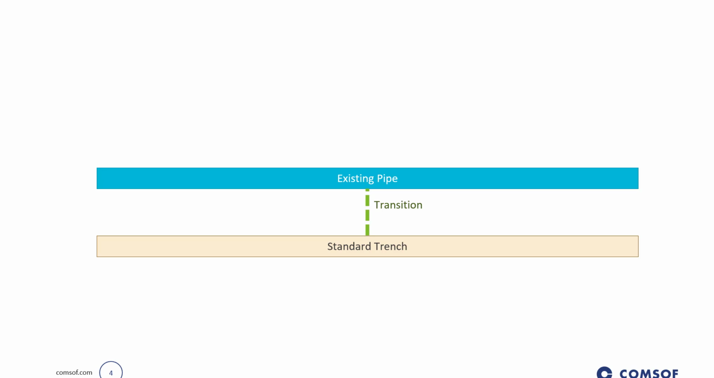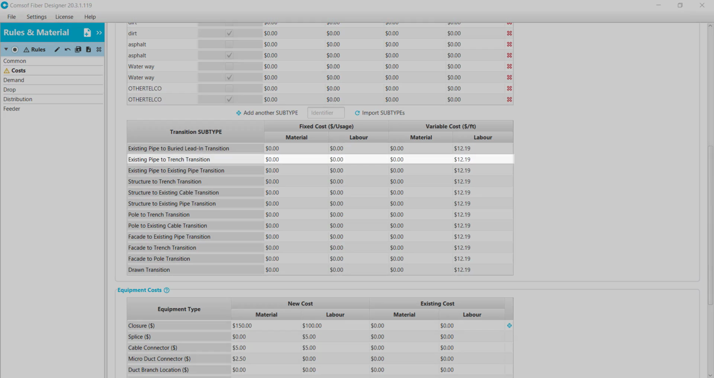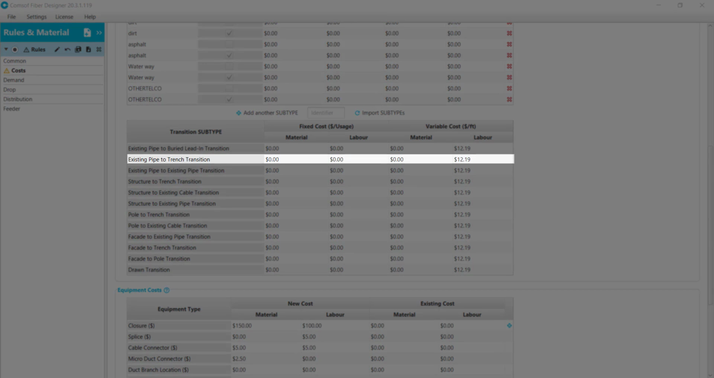We have an existing pipe, a new trench, and then a transition connecting the two. This transition is 3 feet long, at a price of $12.19 per foot. The cost to use this transition is $36.57. This means the cost to move from the new trench and break into the existing conduit is $36.57. In the rules dialog, this cost is under existing pipe to trench transition.